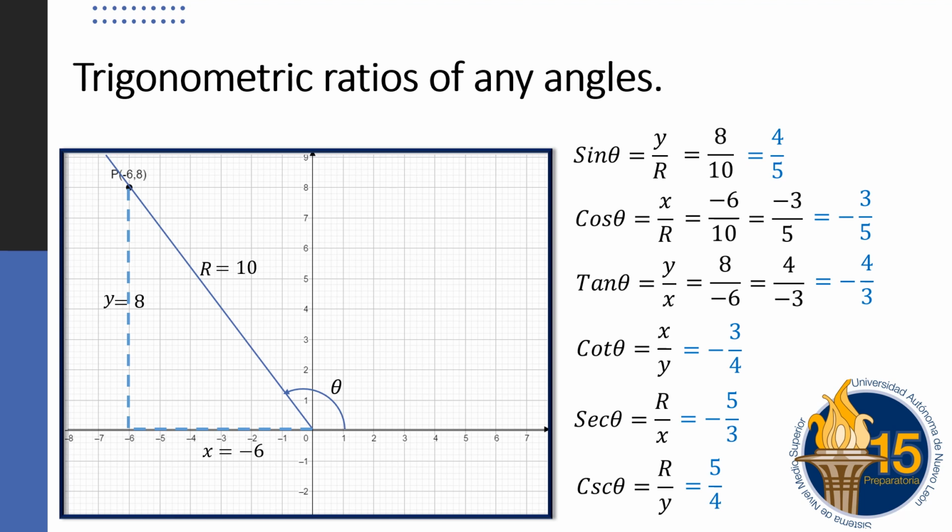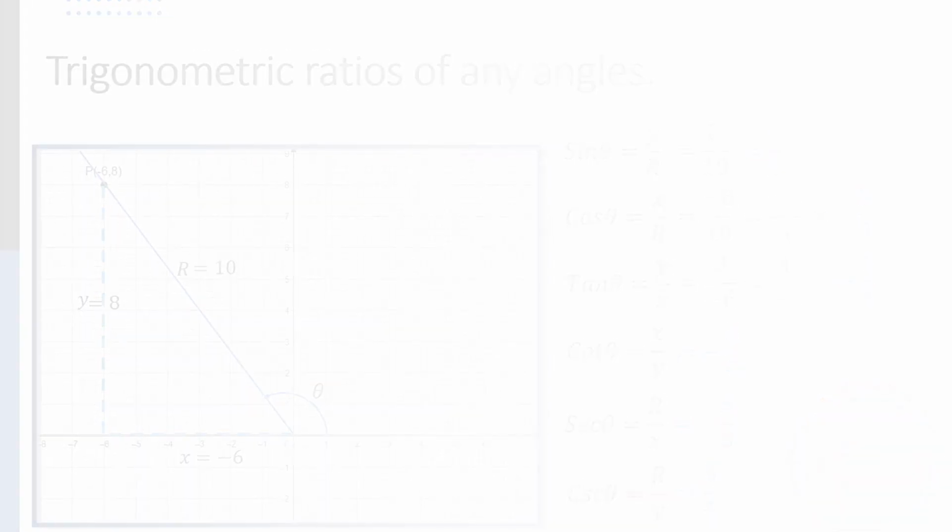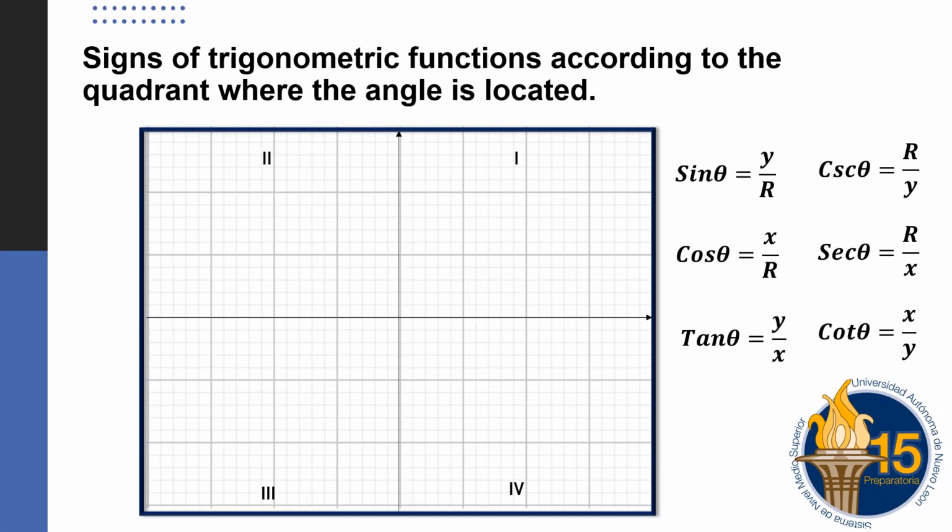Now, as you can see, some trigonometric ratios are negative. The signs associated to the values of trigonometric functions of an angle depend on the quadrant where the terminal side of the angle is located. If the terminal side is on the first quadrant, the values of x and y are positive. Remember that r is always positive, so all the trigonometric functions are positive.